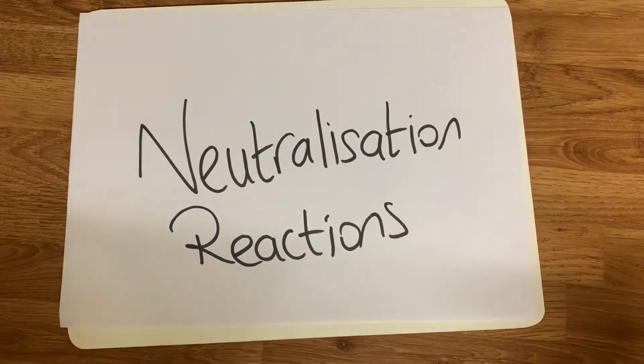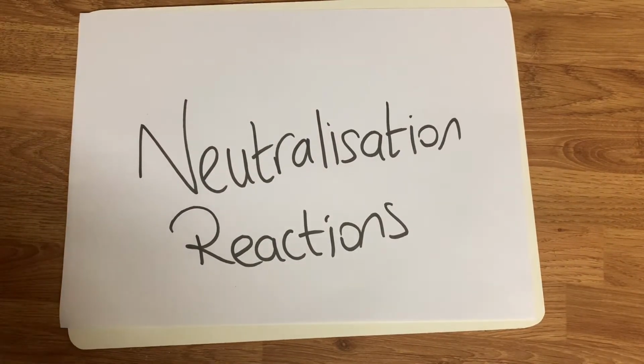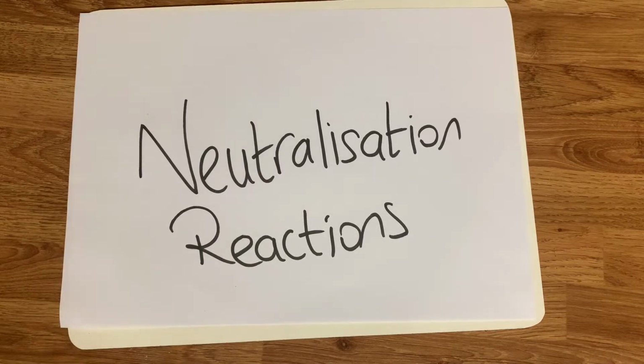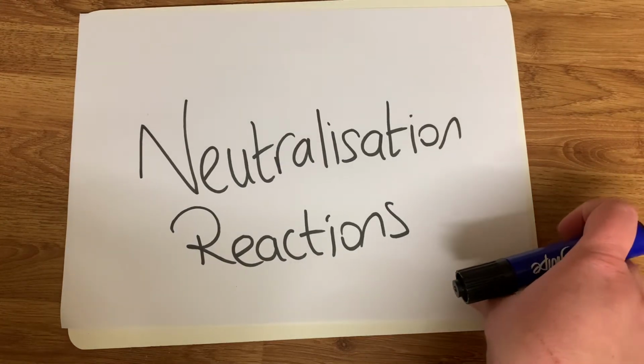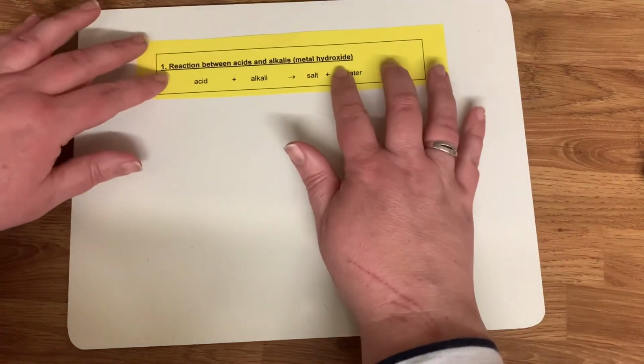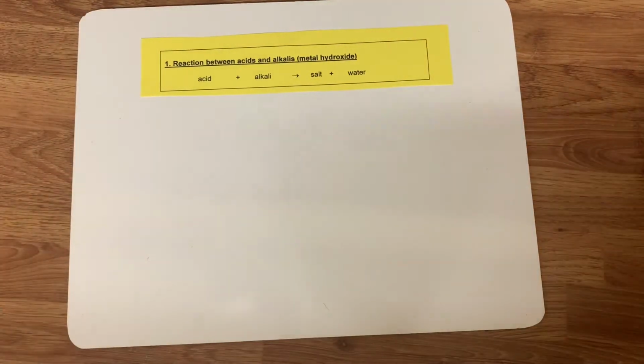Okay, so now we're coming to look at the different neutralization reactions that take place whenever acids are neutralized. And there are 4 different types. And you can pause this video at different points whenever you're going through your booklet to help you fill in the next few pages. So the first neutralization reaction I want to talk to you about is what happens when an acid and an alkali react together.